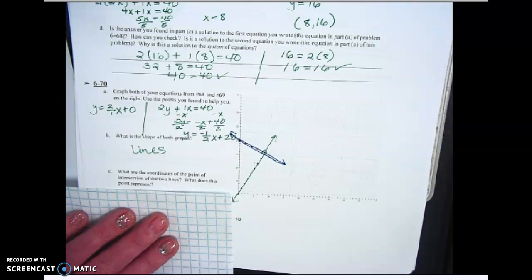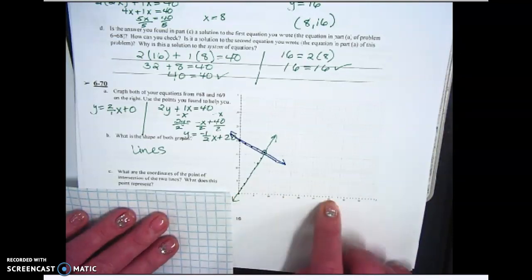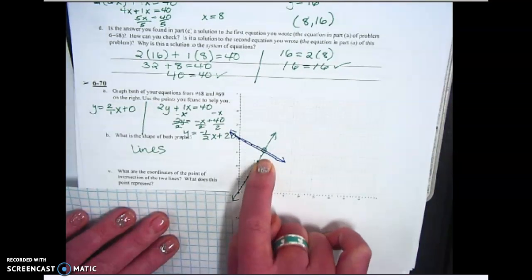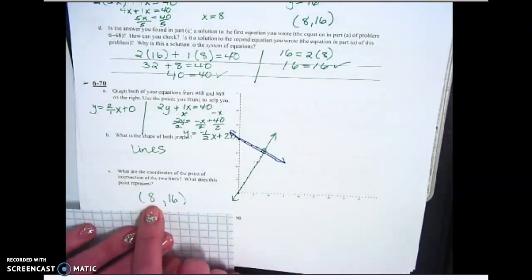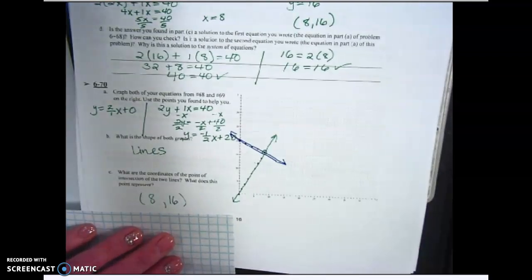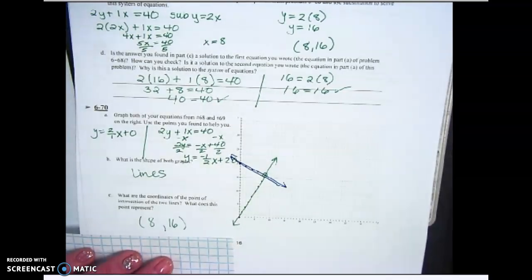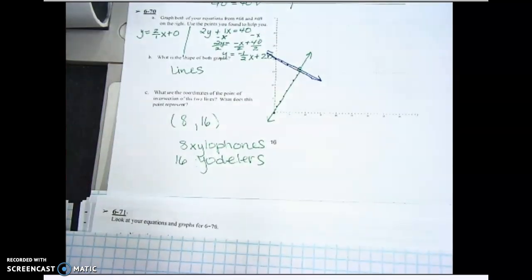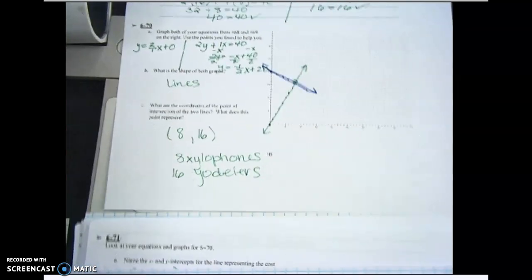Ooh, close. Not quite. So you want to go across the x-axis first. So you're going to go over to here, which is 8. And then you're going to go up to 16. So it's 8 and 16. What was the answer to part C up above? 8 and 16. Okay. Should they be the same answer? Yes. Okay. All right, I'm going to move this up. You'll see it in just a second if you're still doing it. There it is. All right.